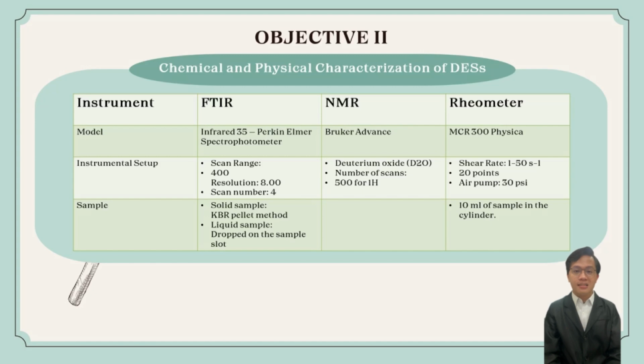As for NMR, the model that was used was the Bruker Advance 400 spectrometer. The DES samples were dissolved in deuterium oxide and then subjected to 500 scans for the 1H analysis.